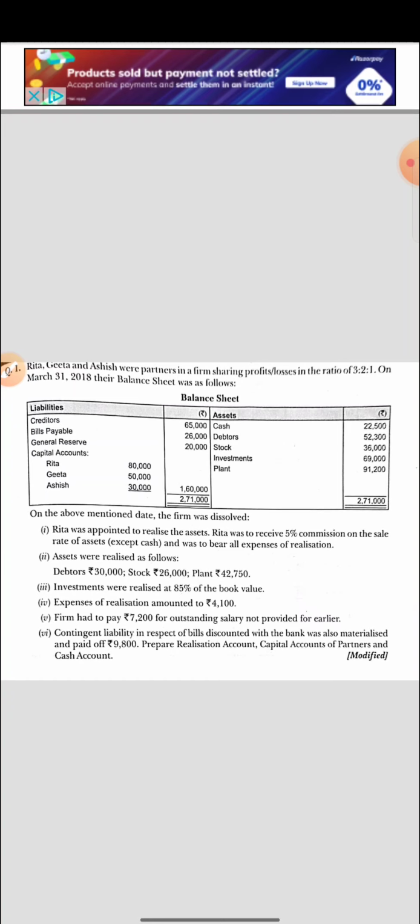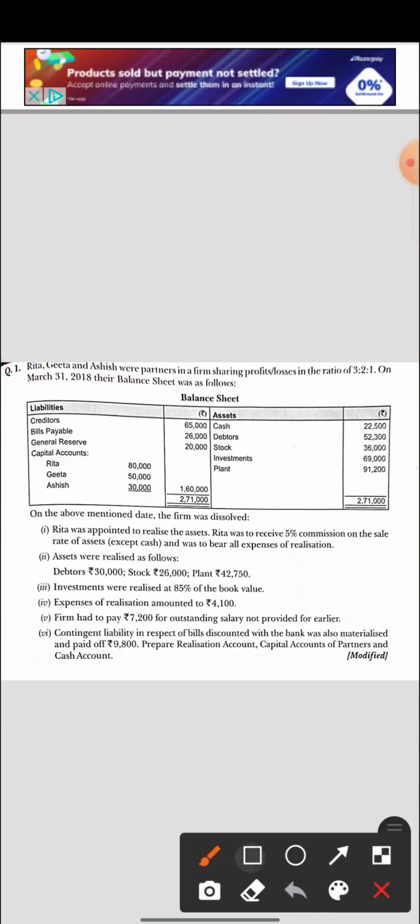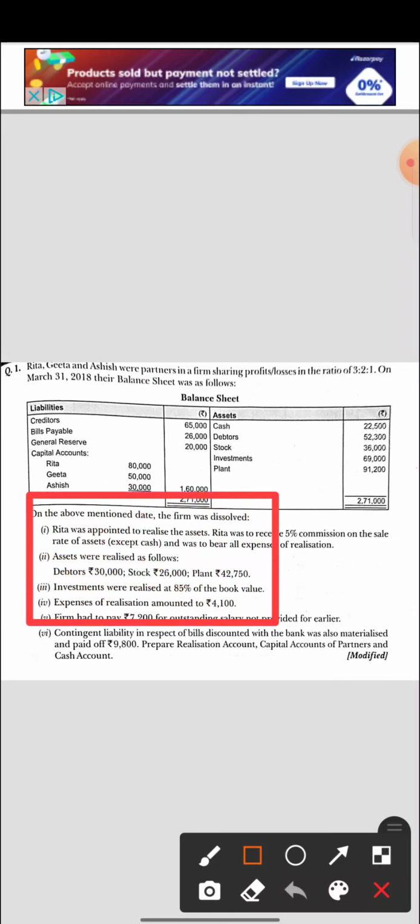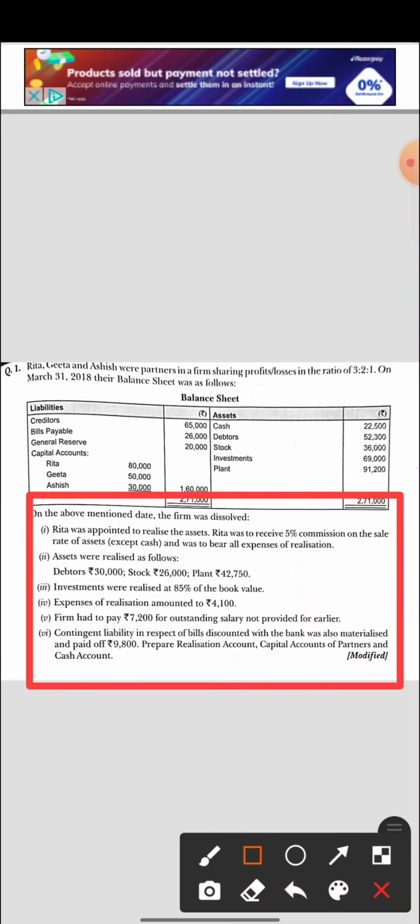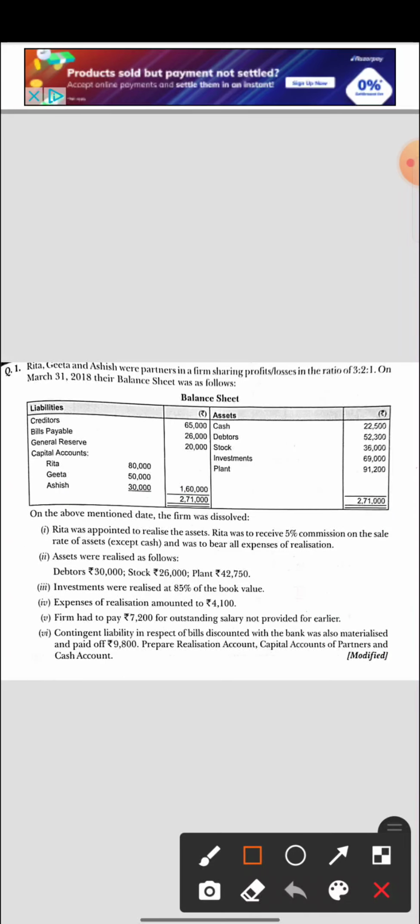Okay, so I've already mentioned to you earlier, when we prepare realization account, the most important part is the additional information. It is the same case even with revaluation account. Okay, so this is the most important part when we prepare the realization account.